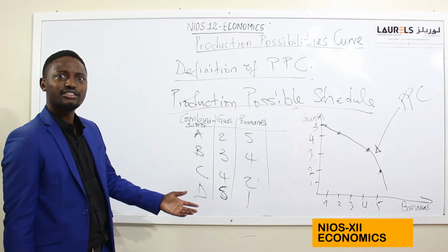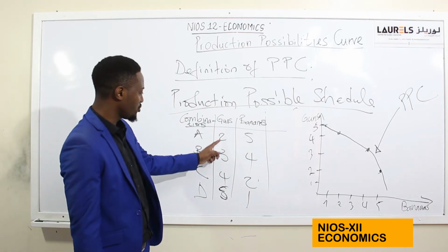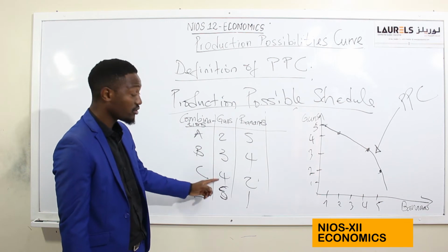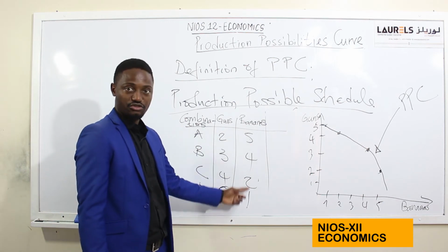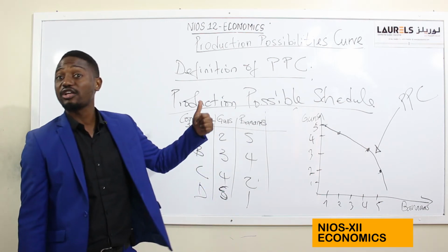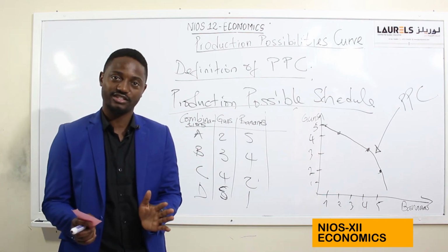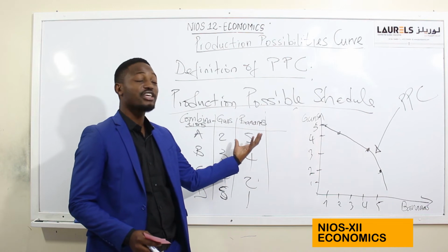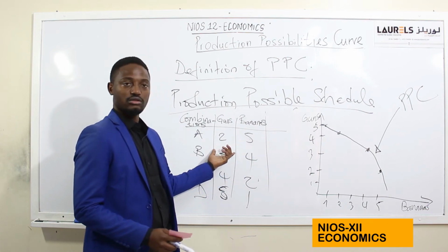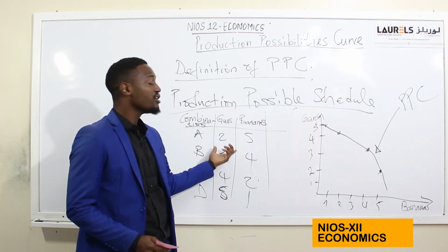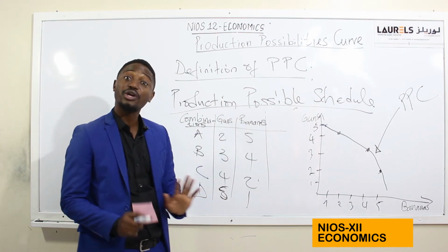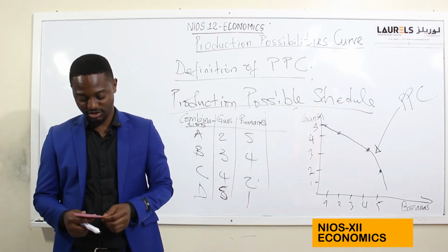If you look at it, you realize that as the number of guns increases from 2 to 3 to 4 to 5, the number of bananas is reducing. This is based on our assumption that the resources are fixed. If you want to produce more guns, you have to transfer resources away from bananas to guns. If you want to produce more bananas, you have to transfer resources away from guns to bananas, because we have limited resources.